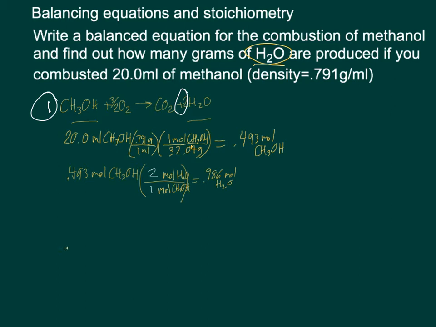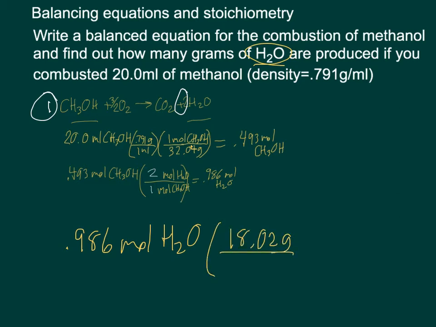So we have our 0.986 moles of water, and we are going to multiply that by 18.02 grams per 1 mole of water. Okay, molar mass of water. And out of this, at the end, we therefore get 17.7 grams of H2O. So that's how you're going to do a basic stoichiometry problem.